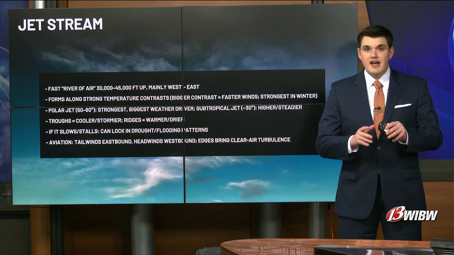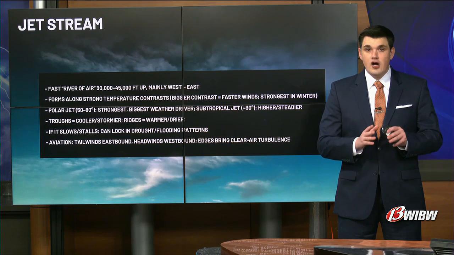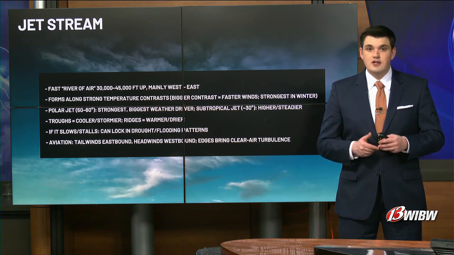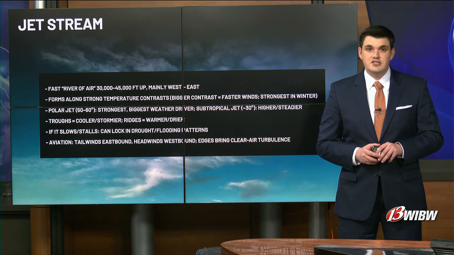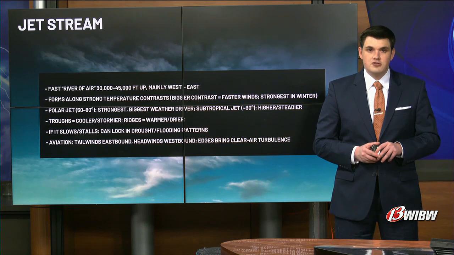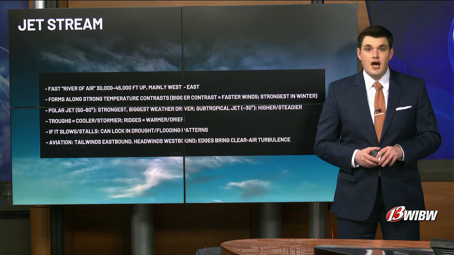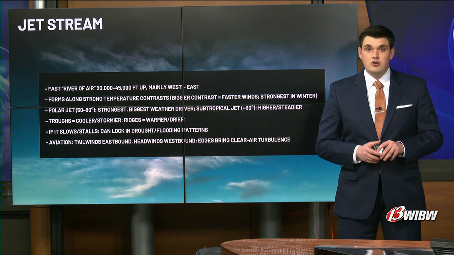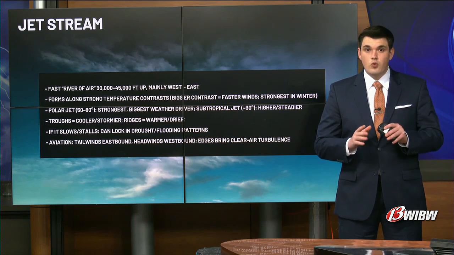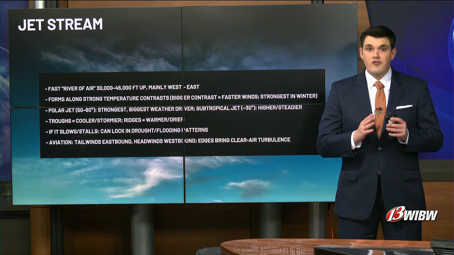Jet streams have a major impact on weather patterns, with troughs, or southward dips, bringing colder air and stormy conditions, while ridges, or northward bulges, allow warm, dry air to dominate. When the jet stream stalls or slows, it can lead to persistent weather extremes such as droughts or flooding.